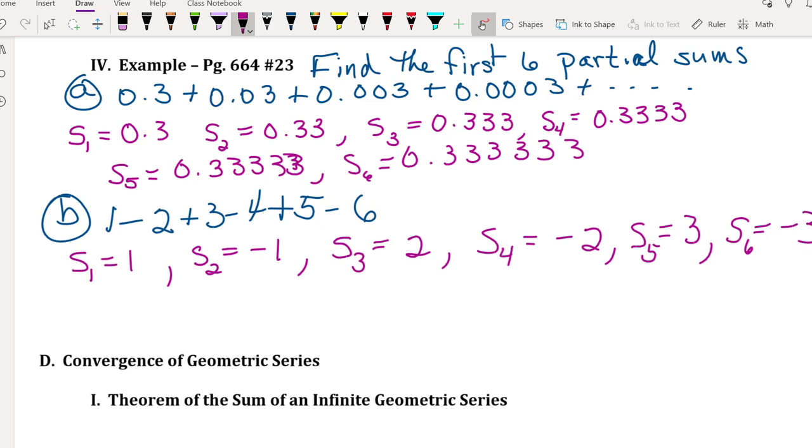What I'm going to note here is this series diverges. I can see that because it bounces back and forth between negative and positive, so it's never going to settle towards one number. Whereas in part A, you can see it's heading towards a certain value.